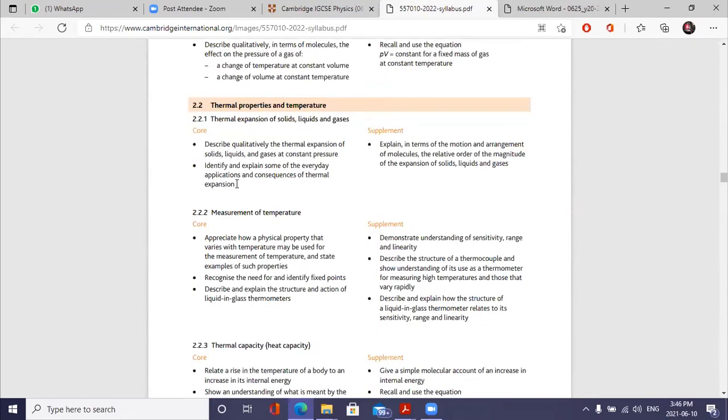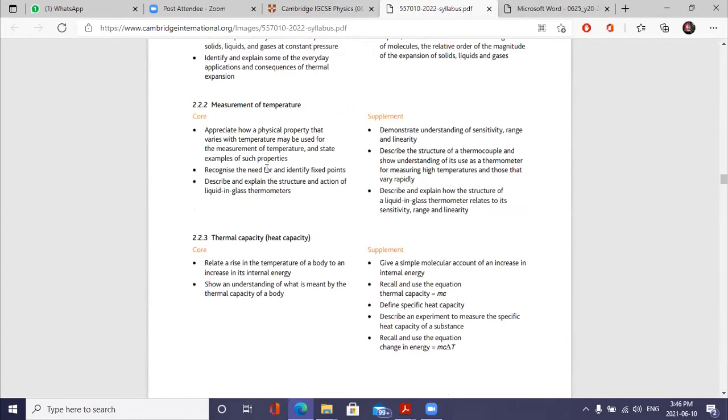What about the supplement? Aren't they the extended? Just a minute, please. Supplement is no. These are not topics. This is like the aim of this topic, like demonstrate, understand the sensitivity range. In the session, you will explain the supplement and the core.